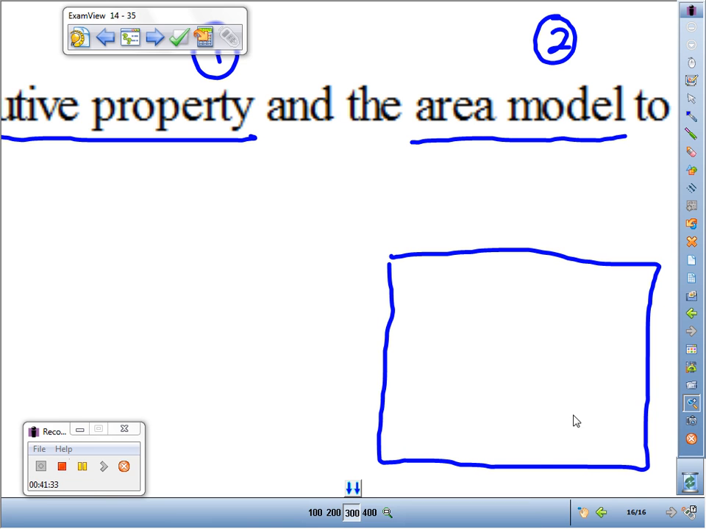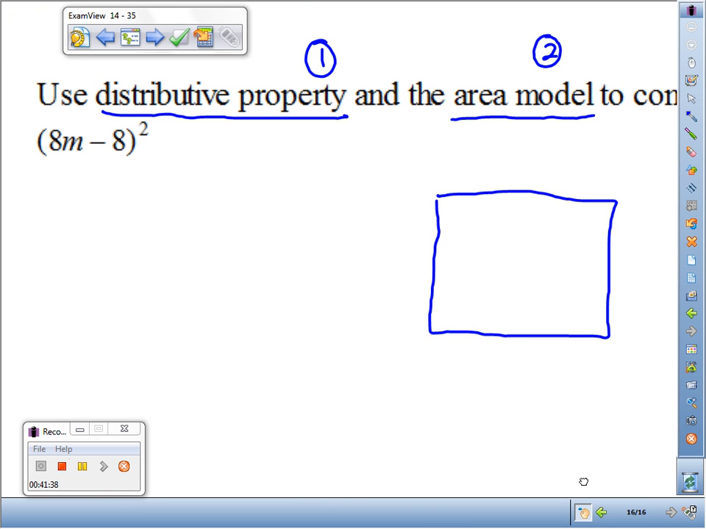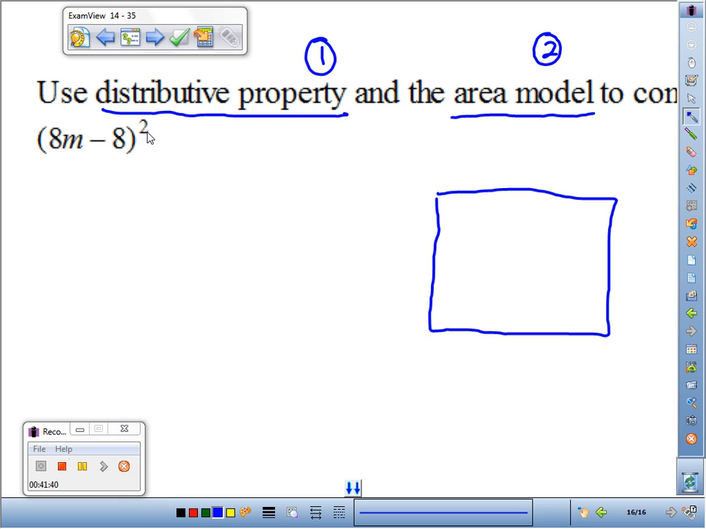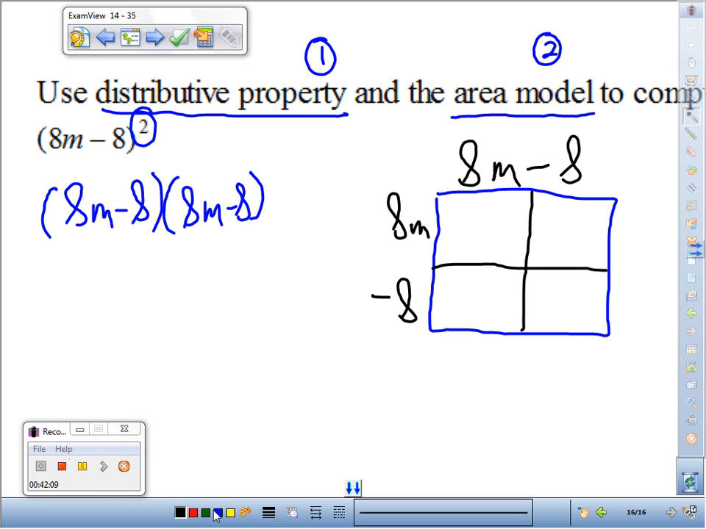There it is. Let me zoom out so you can see what it looks like. Second thing, look up. We need to rewrite this. This is saying we rewrite this twice. So that is 8m minus 8 times 8m minus 8, which means I write 8m minus 8, draw your line down, and 8m minus 8. And notice that I wrote the negative next to the 8, like so. Alright, let's distribute.